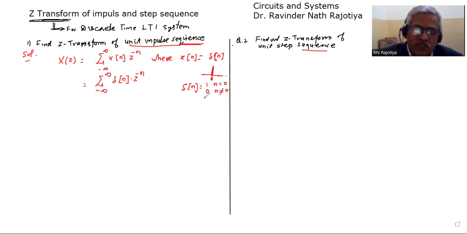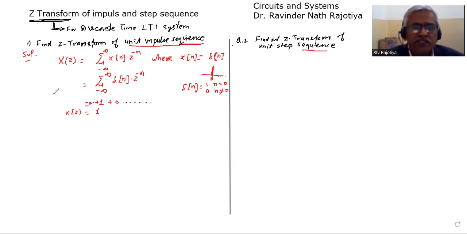Once this is clear, I can directly put the values and say my X of z will be equal to 1 itself, because it is a summation of 1 plus 0 everywhere, whatever the value of n is, whether negative or positive. Therefore, I will have the answer equal to 1 itself. So this is my X of z. This is the part one answer.